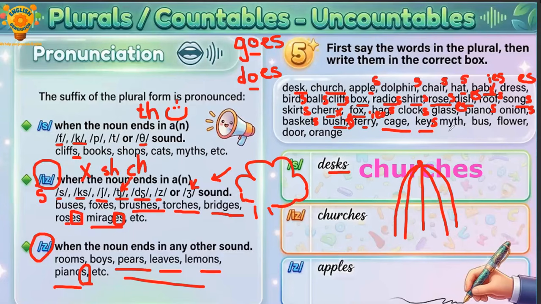And about the word mess, is it messes? No, it's mess, just an S at the end. And about the word bus, buses, yes, that's right. And about the word flower, it would be just an S at the end, flowers. And about the word door, it would be doors. And the word orange, it's the same like cage because we have E at the end, so we will just add S, it would be oranges.